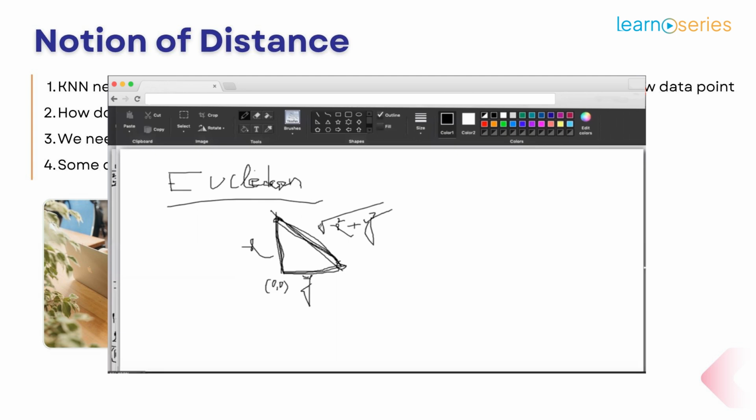So root over x square plus y square is nothing but what is called the Euclidean distance. Given 2 points, you form a right angle triangle. Take the distance of those 2 points from the origin, and when you take the square root of x square plus y square, it's called the Euclidean distance.